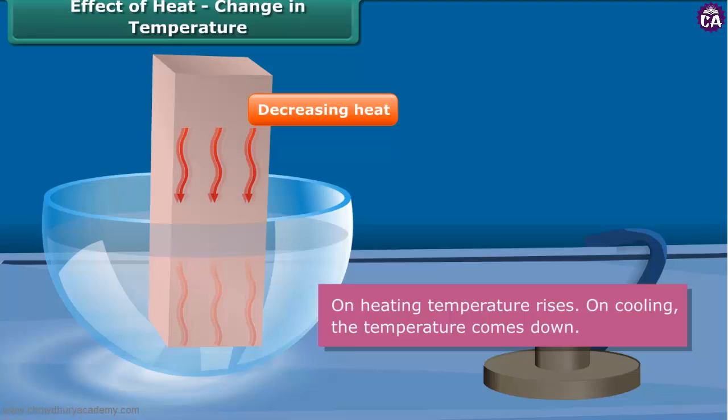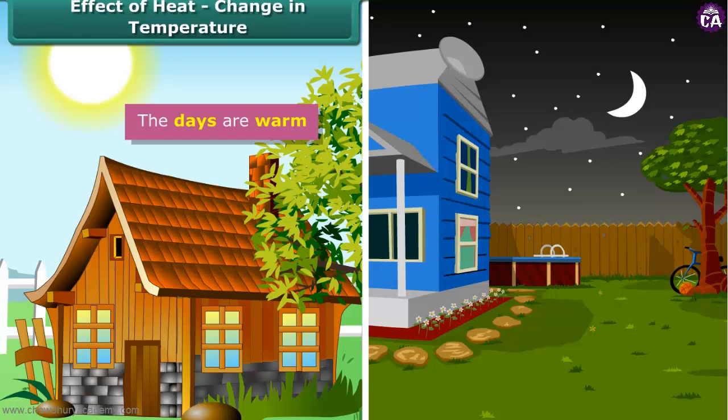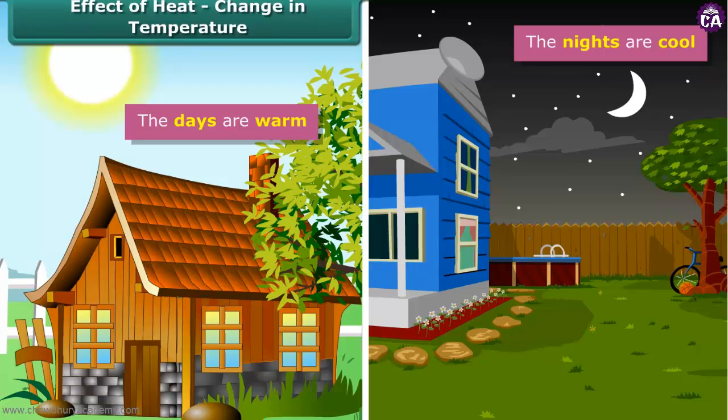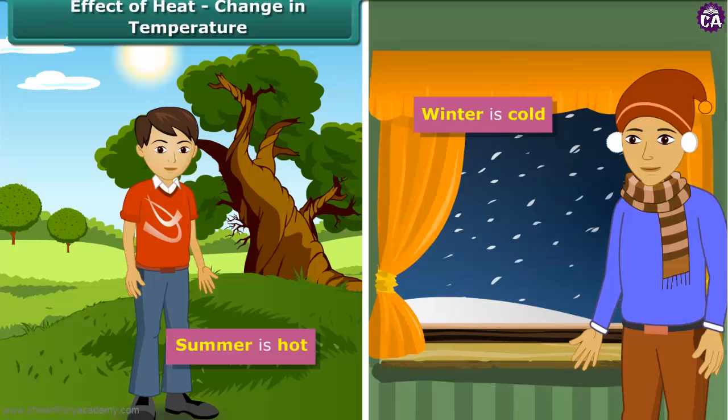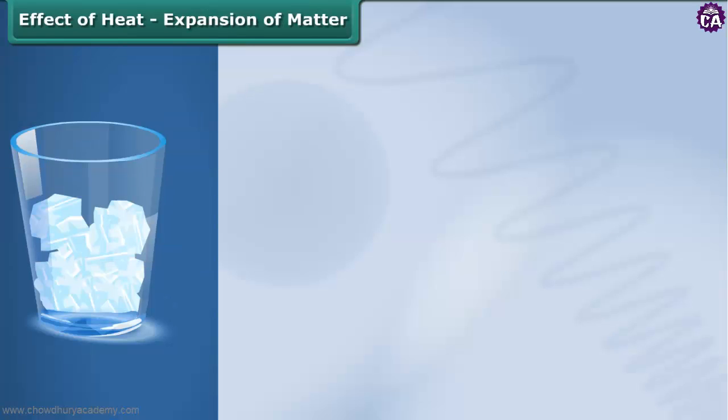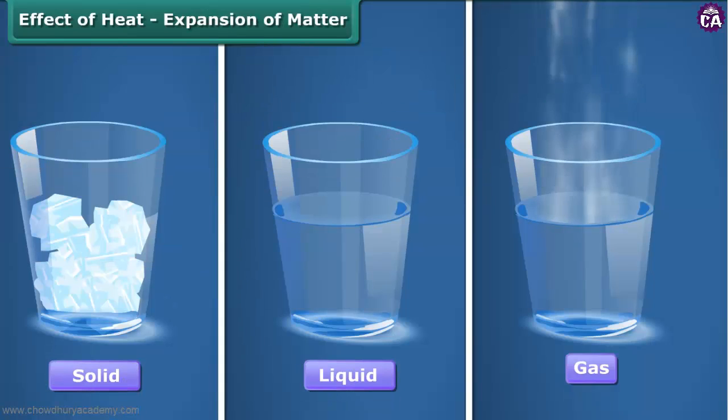In nature, the sun's energy brings about a change in temperature. The days are warm, while the nights are cool. Summer is hot, winter is cold. Matter exists as solid, liquid, and gas. All the three states of matter expand on heating.